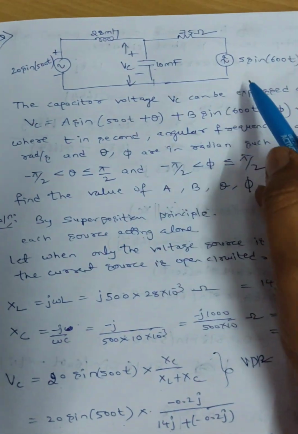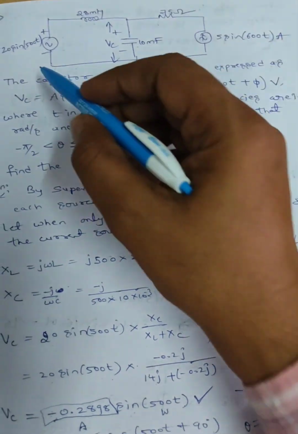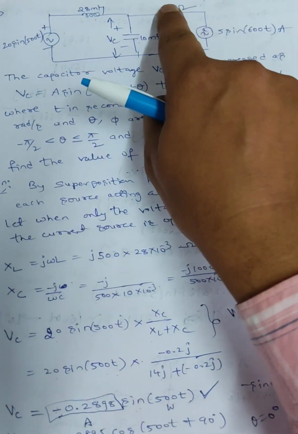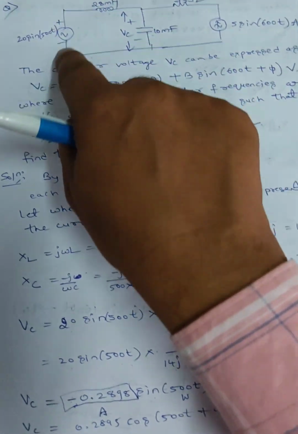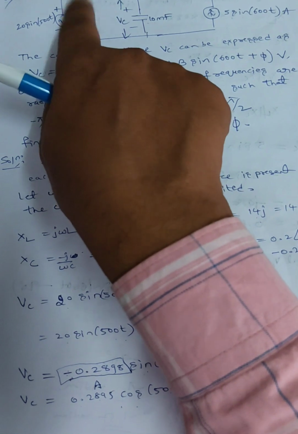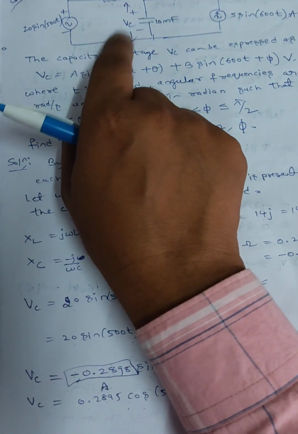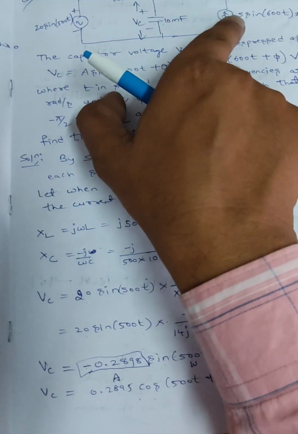Now, I am acting, considering this current source is present, then the voltage source should be short circuited. Then how does the circuit look? This current source, resistance, capacitance, and then inductance. This inductance and capacitance will act like a parallel. So from that I am finding the effective reactance. Okay, and this is a current source.